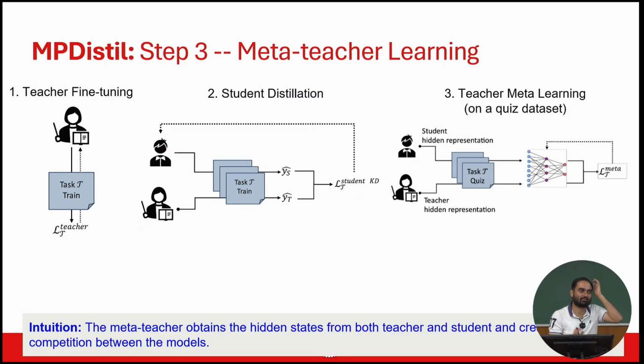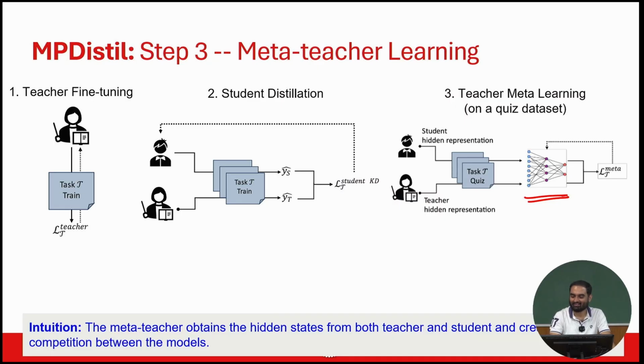Step 3 is most important. In step 3 we introduce a concept of a meta teacher. What is a meta teacher? A meta teacher is a simple multilayer perceptron. And what is the task of the meta teacher? The meta teacher is a stricter version of a teacher, meaning it will always prefer the teacher model. A teacher can be lenient, but a meta teacher is always strict.